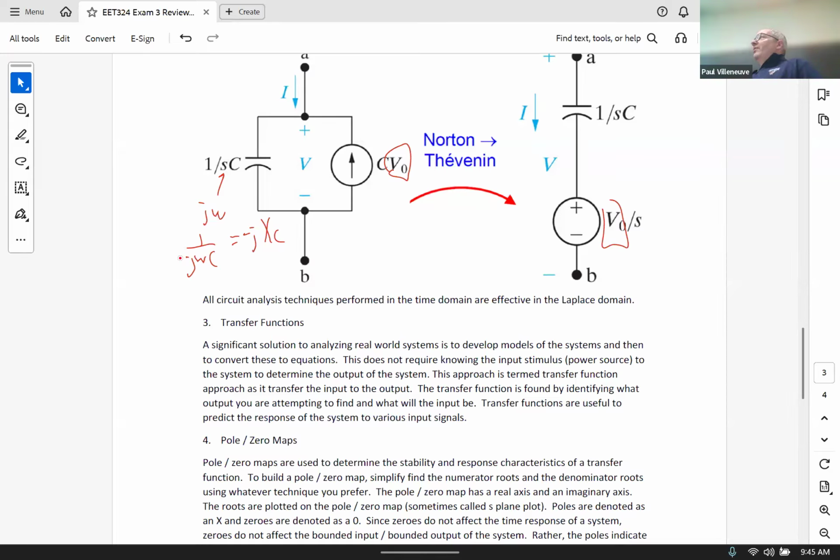As long as you set it up correctly, any circuit analysis tool that you use in the time domain is applicable in the Laplace domain. All right. So that's why we spent the whole beginning of the semester. What did we do? All those circuit analysis tools, right? KVL, KCL, superposition, and so on, because we want to make sure that we have that strong fundamental understanding of how to do those circuit analysis, because now we're just doing circuit analysis in the Laplace domain.